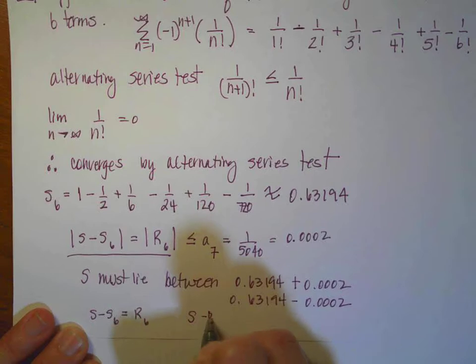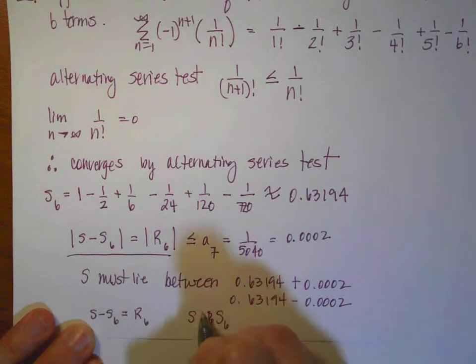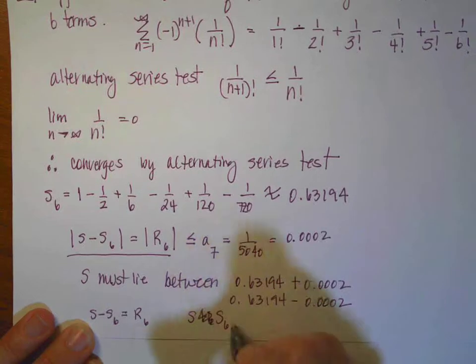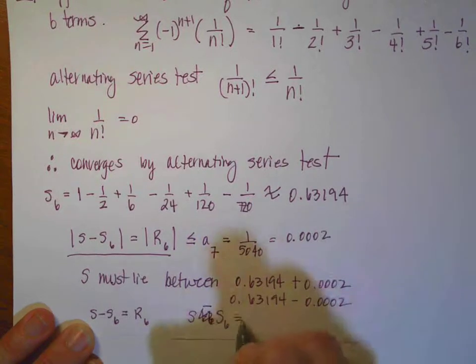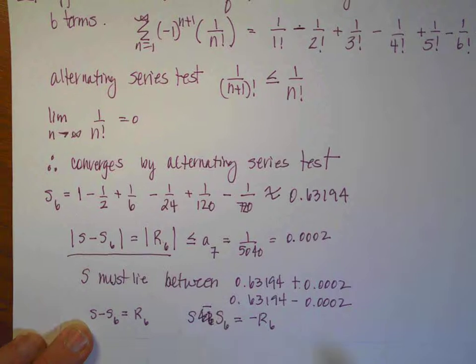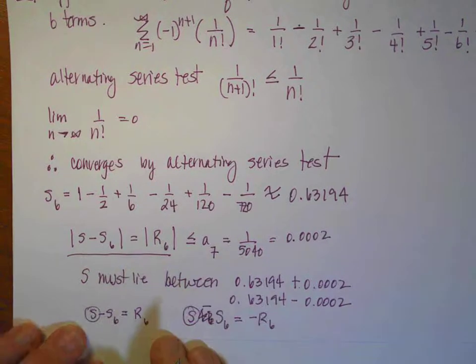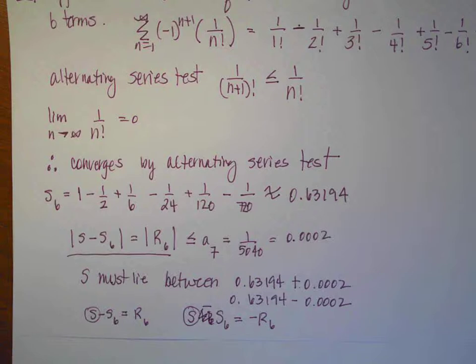is going to be equal to R sub 6, and then S minus S sub 6, sorry, I'll change the other sign, that's a minus, is equal to a negative R sub 6. And so then that's where I have plus and minus the error or the remainder. And so then I can solve for S in each of those equations. So that's not so bad.